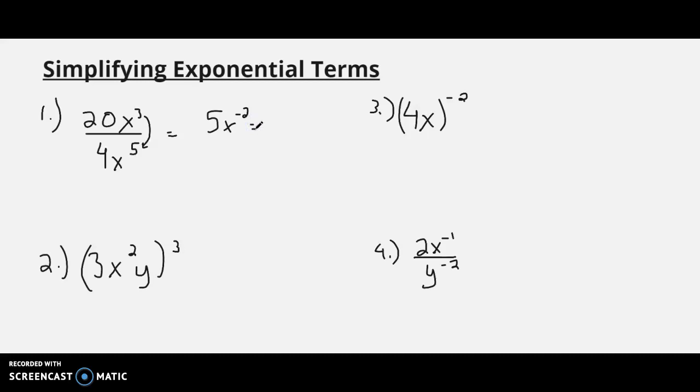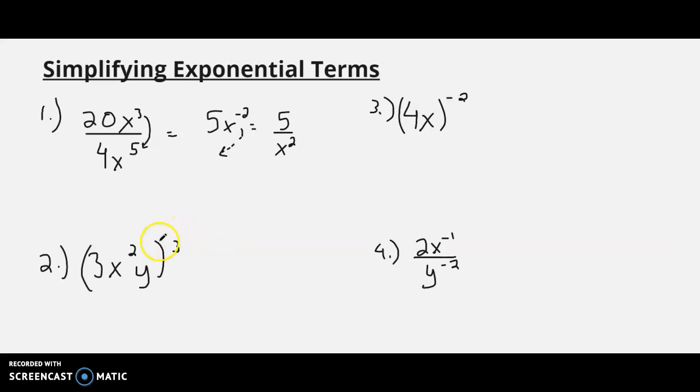We normally don't leave exponents with negatives. So all we need to do is put it in the denominator, and that negative 2 becomes a positive. That's true if you go from numerator to denominator or vice versa. It changes the sign of the exponent.